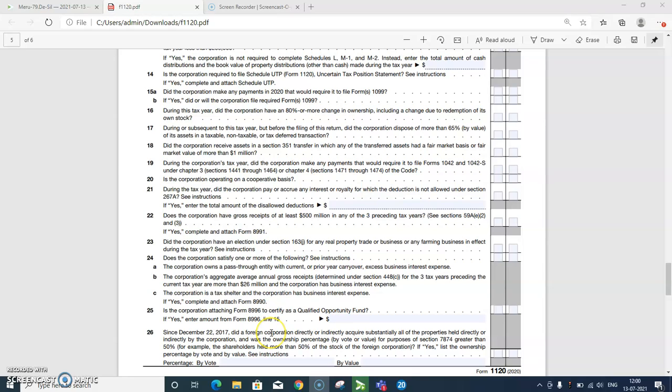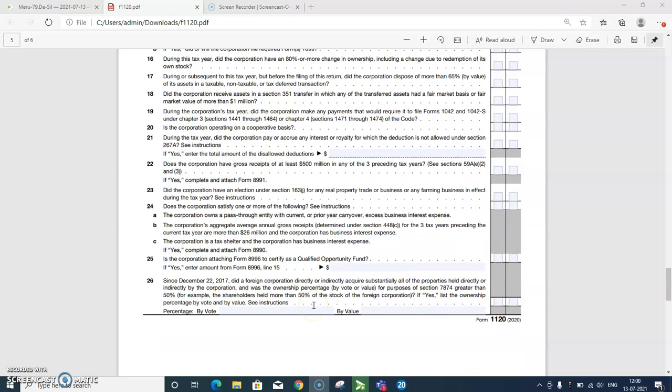Coming to question number 25. Is the corporation attaching Form 8996 to certify as a Qualified Opportunity Fund, QOF? Please complete and enter the amount from line 15 of Form 8996. And 26. Since December 22, 2017, did a foreign corporation directly or indirectly acquire substantially all of the properties held directly or indirectly by the corporation? If yes, please list the ownership percentage by vote and by value. By vote and value have to be mentioned here.